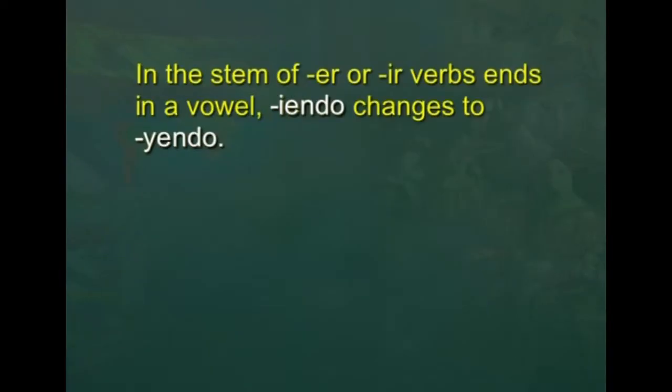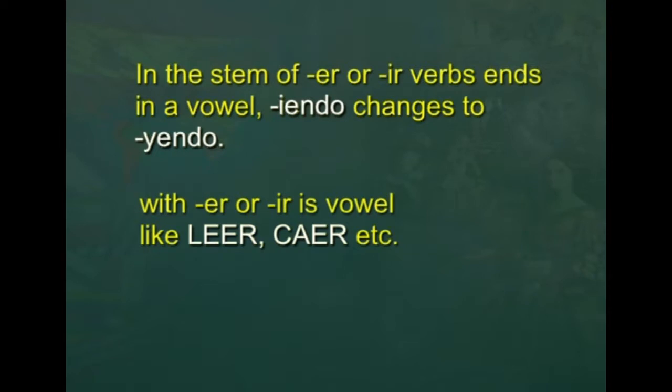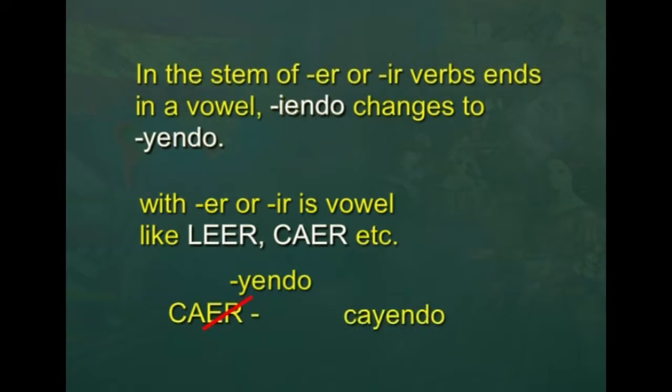Now let's practice to talk about some other actions in motion. We will now use irregular verbs in it. If the stem of an ER or IR verb ends in a vowel, IENDO changes to YENDO. In other words, if the last letter of a verb before it ends with ER or IR is a vowel, like leer, caer, etc., it's an irregular verb and it is conjugated as YENDO instead of IENDO.